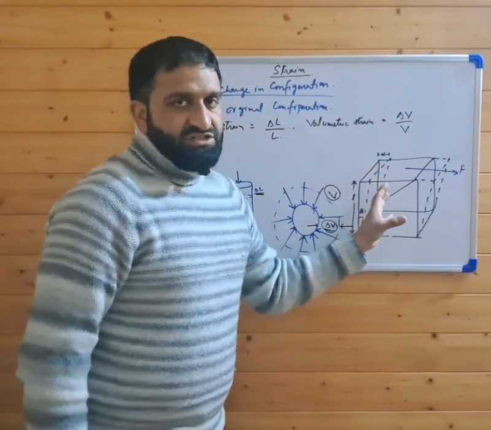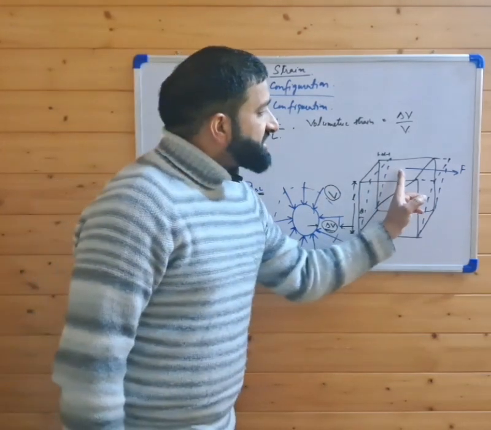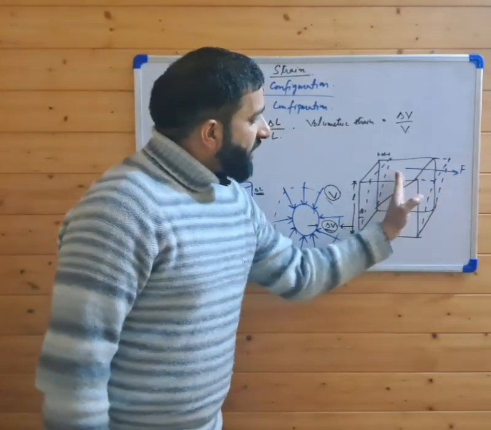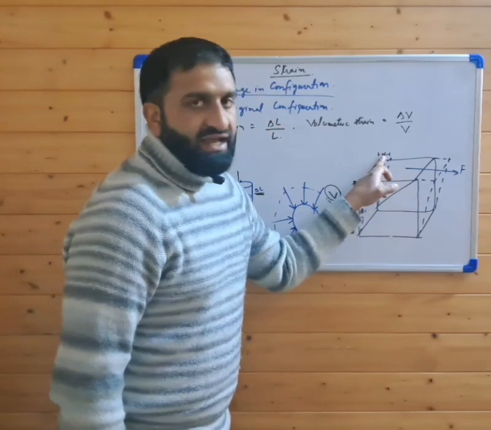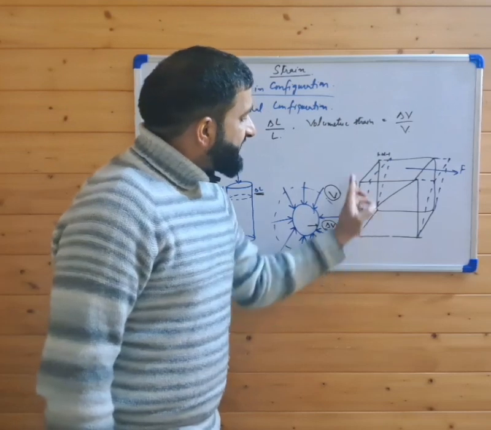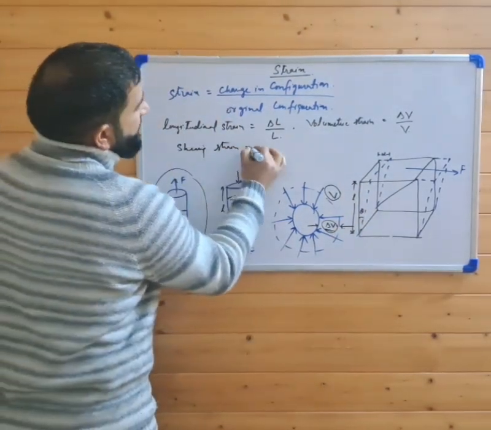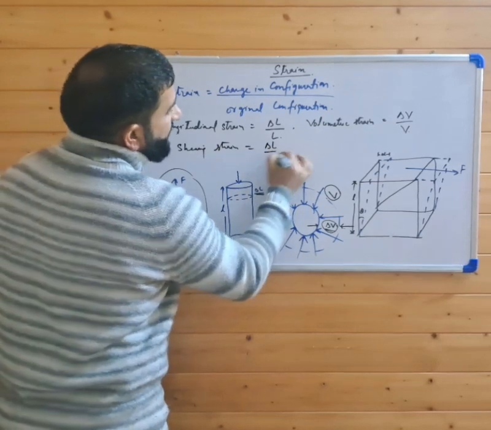Let us talk of the tangential strain. This tangential strain is also called shearing strain. When a tangential force is applied, a body is displaced by delta L. So delta L is the change in configuration and L is the original length. So we can say that shearing strain is equal to delta L divided by L.